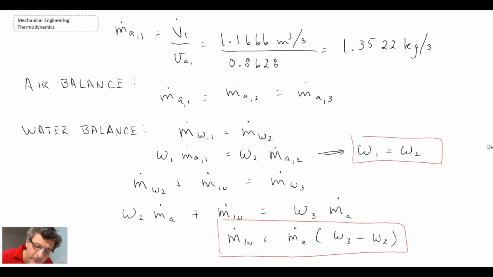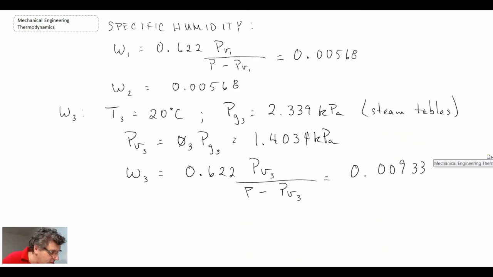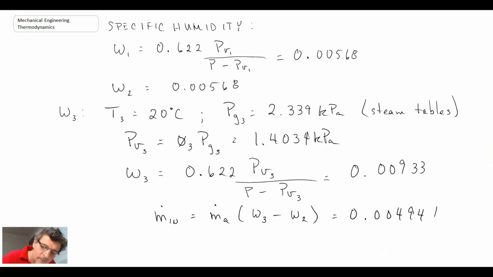What can we do with that? Well, let's go back and look. If we look at this equation here, we can now calculate the mass flow rate of water coming in. So let's do that. And there. So what we've determined, that was what they asked us to determine for part C of the problem. So that is the mass flow rate of water coming in.